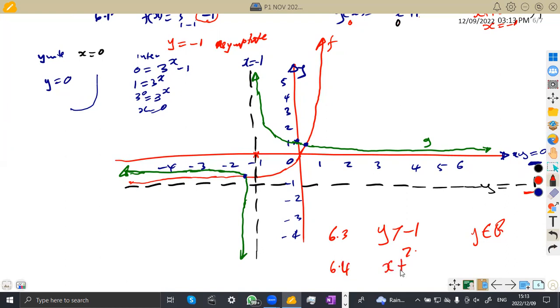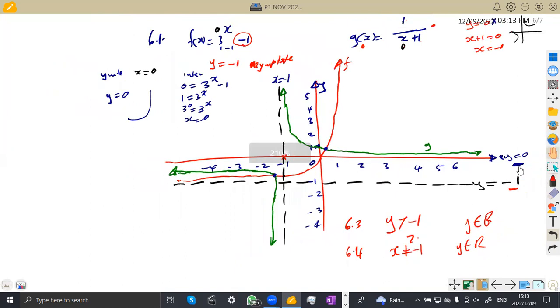So x is an element of all the real numbers, but not equal to -1, guys. We have to look at G, not f. If it was for f, then it's actually from -infinity up to infinity. If it was for f, not for G. For G it is going to be limited at -1.